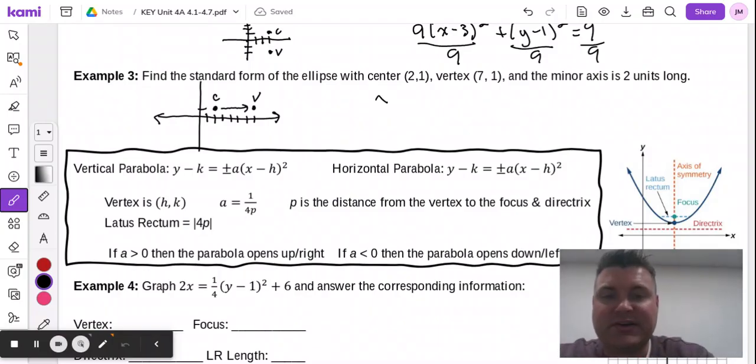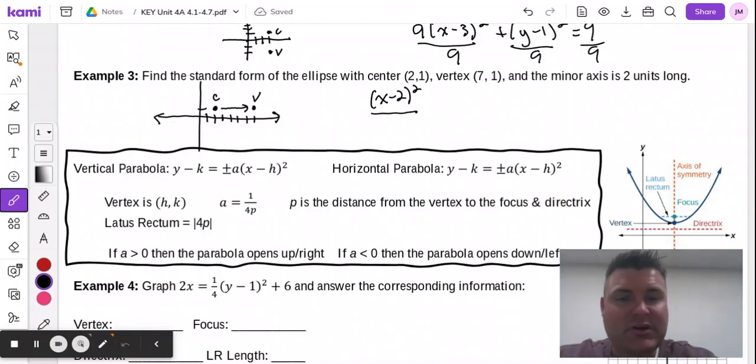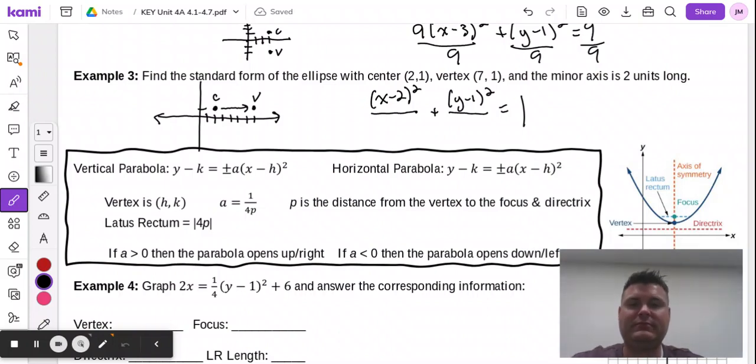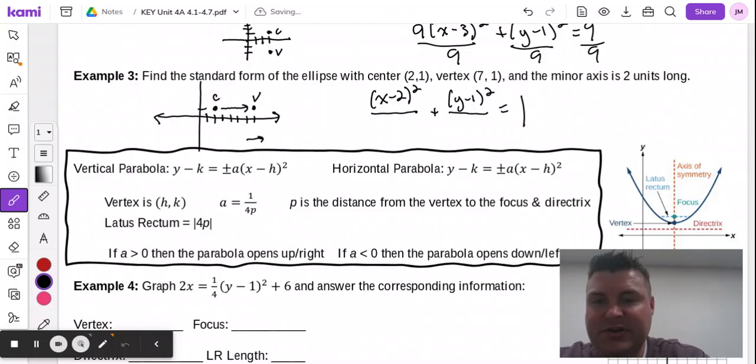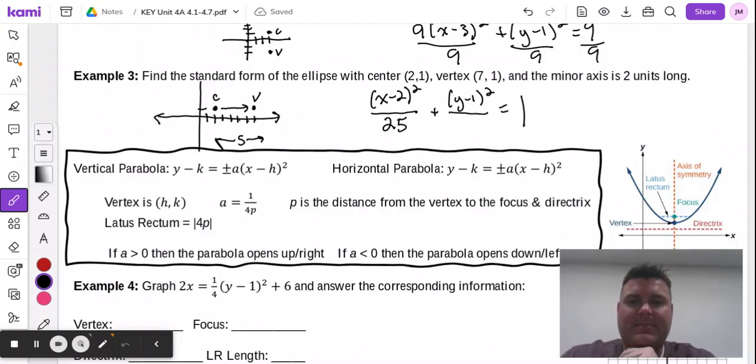So I'm going to write this out as x minus 2 squared all over, I'm going to leave it blank, plus y minus 1 squared all over, leave it blank, equals 1. Okay. So with my vertex, I can clearly tell that I'm going right and left. How many units? If I count 1, 2, 3, 4, 5, I'm going right and left 5. So my a value is 5, so a squared is 25. And then my minor axis length, I know it's going up and down. If it's a total of 2, it's going up and down 1 each way. So 1 squared is just 1. So it's not bad.